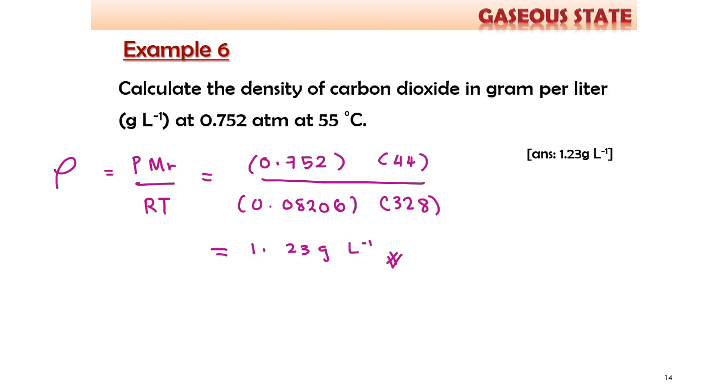Next, for example 6, calculate the density of carbon dioxide in gram per liter. So this is the same, it asks for density in gram per liter. So you just use the formula and make sure you substitute them, pressure in atm. The temperature you must convert to Kelvin, and then you will get your answer. This is your final answer, 1.23 gram per liter.